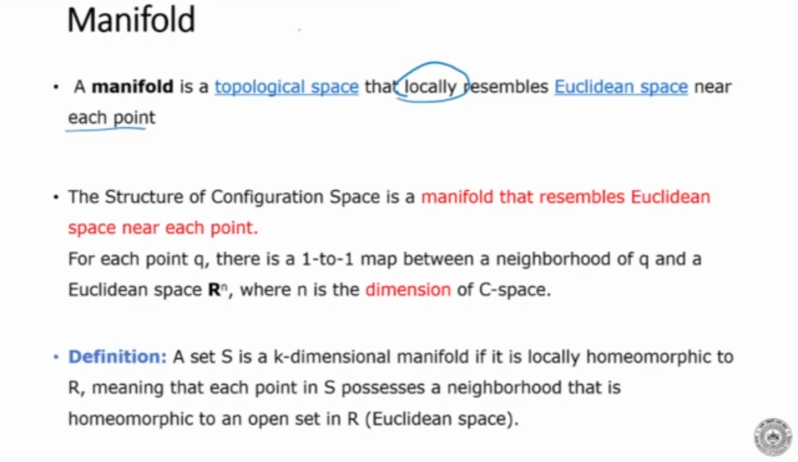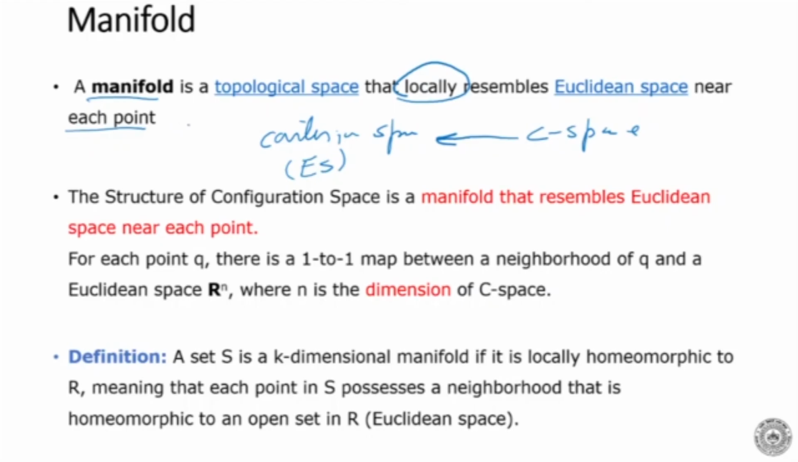For example, Cartesian space and a C space, okay, and configuration space. So this Cartesian space is a Euclidean space, right? 3D Euclidean space. Now C space resembles Cartesian space locally. Okay, and that is one of the reasons we were able to do this mapping, because locally it does represent, and configuration space is a manifold.